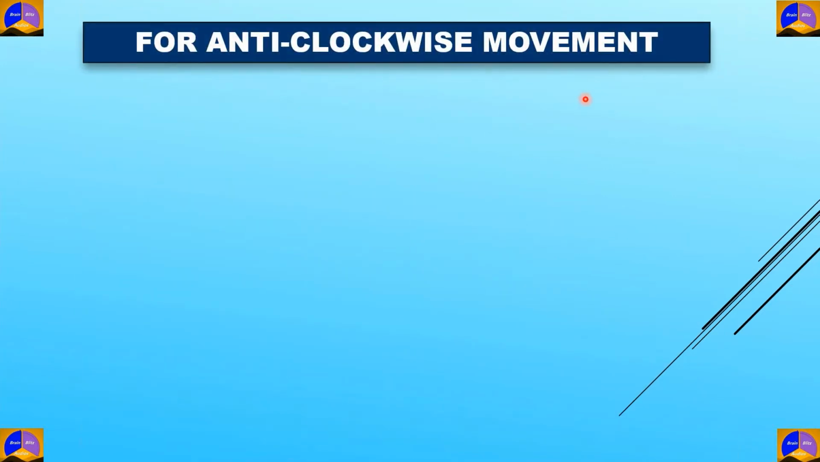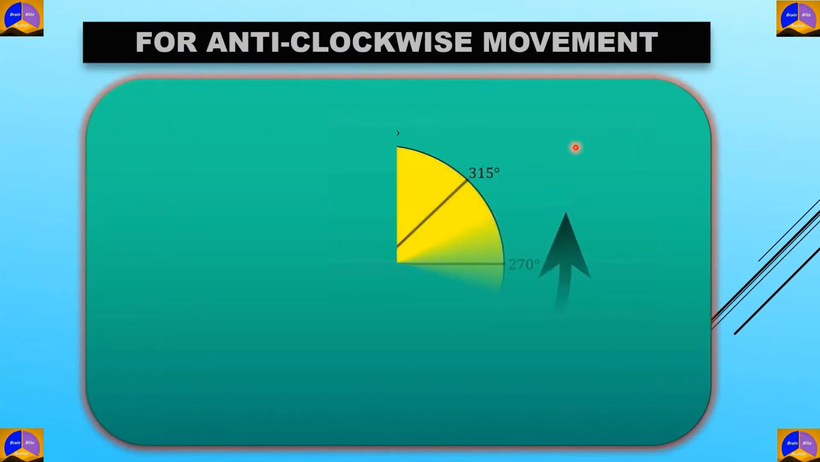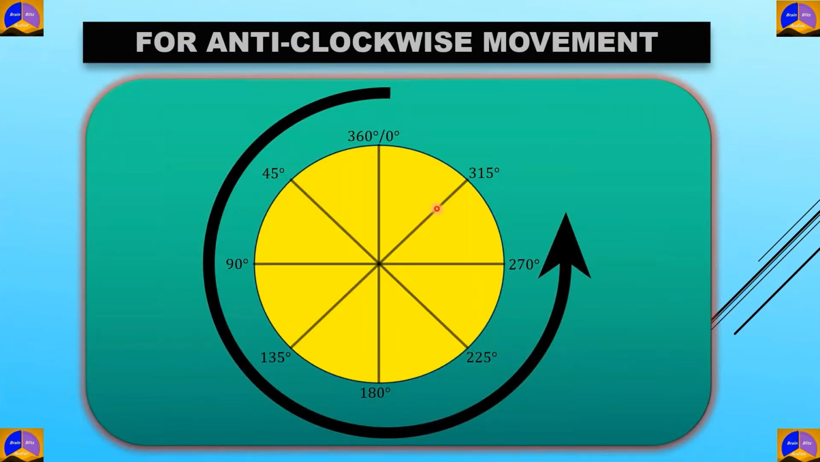For anticlockwise movement, the diagram can be shown like this. This is the exact opposite of that. Means 0 degrees will be over here, 45 degrees over here, 90 degrees over here. It is opposite: 0 degrees, 45, 90, 135, 180, 225, 270, 315, and 360 degrees. For anticlockwise, the arrow will be shown like this.